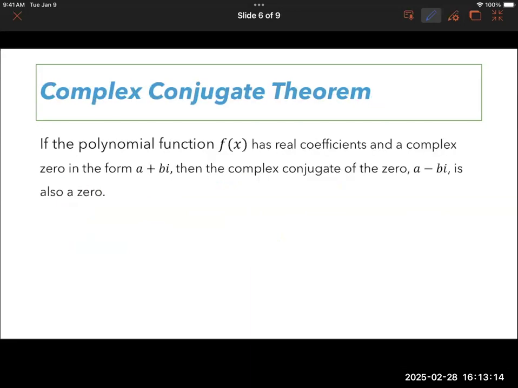All right. One other thing that can be helpful is this idea of a complex conjugate theorem. And it says that if the polynomial function f of x has real coefficients and has one complex zero in the form of a plus bi, then we know we have to have the complex conjugate of that zero, the a minus bi, as a zero also.